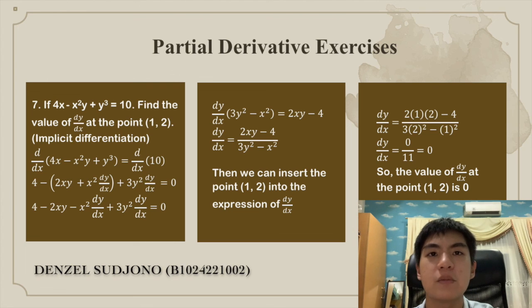dy per dx equals 2 times 1 times 2 minus 4 per 3 times 2 to the power of 2 minus 1 to the power of 2, where we get dy per dx is 0 per 11, which equals 0. So the value of dy per dx at the point 1 and 2 is 0.